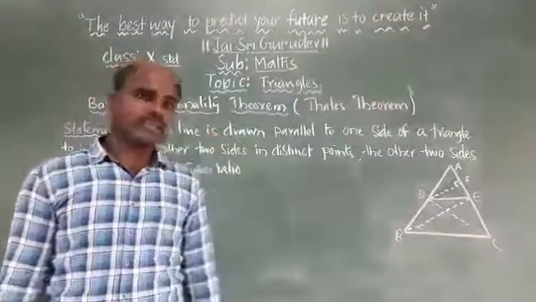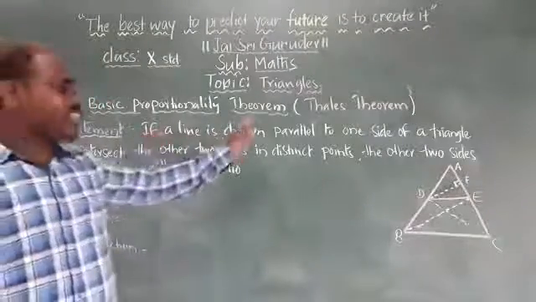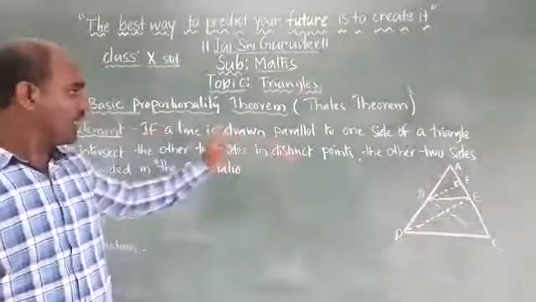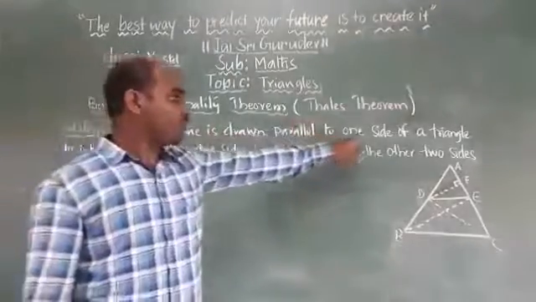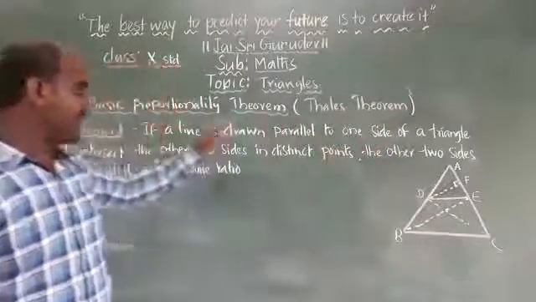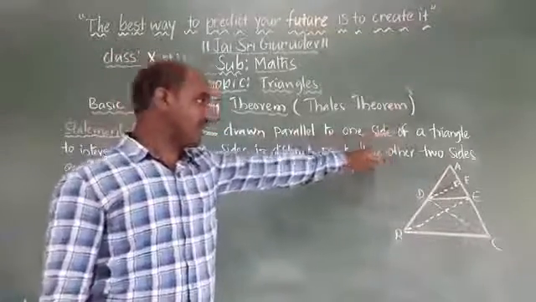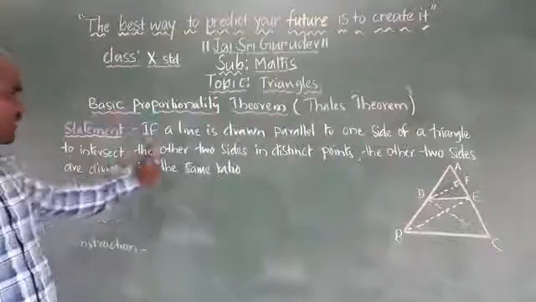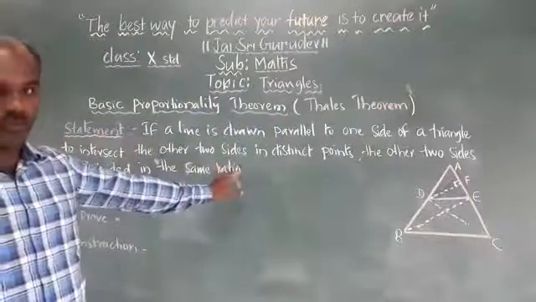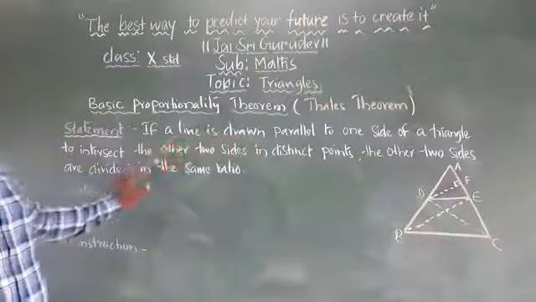First we go to the statement of the basic proportionality theorem. What is it? The statement is: if a line is drawn parallel to one side of a triangle to intersect the other two sides. When we draw that line, it intersects the other two sides.